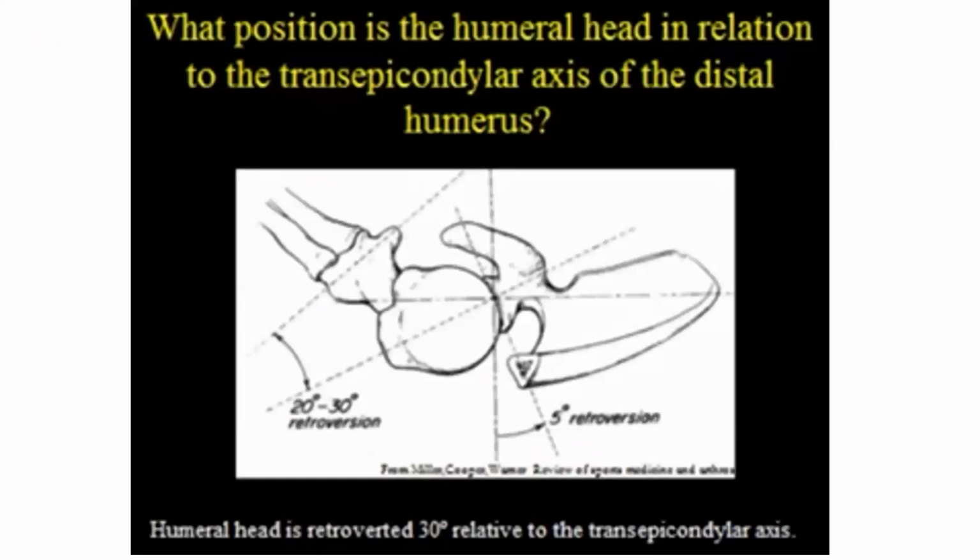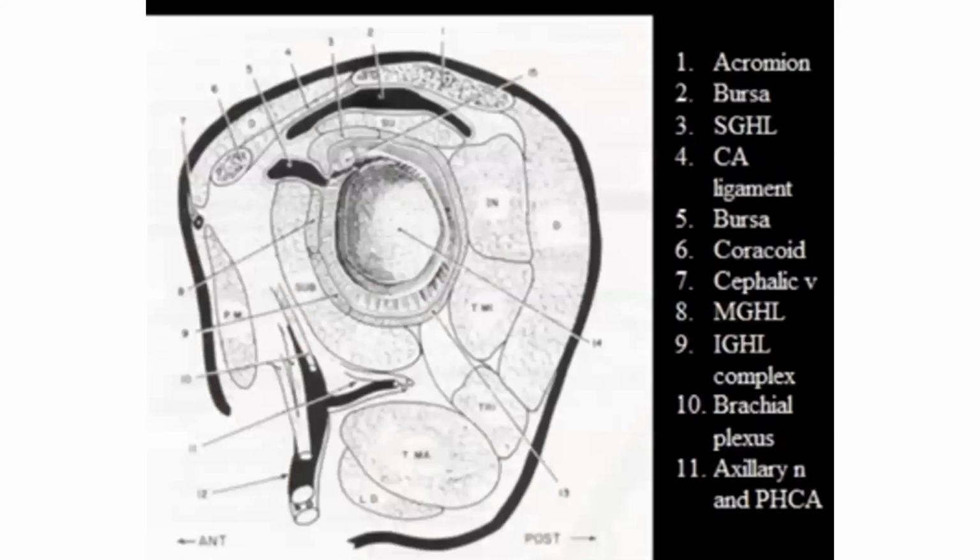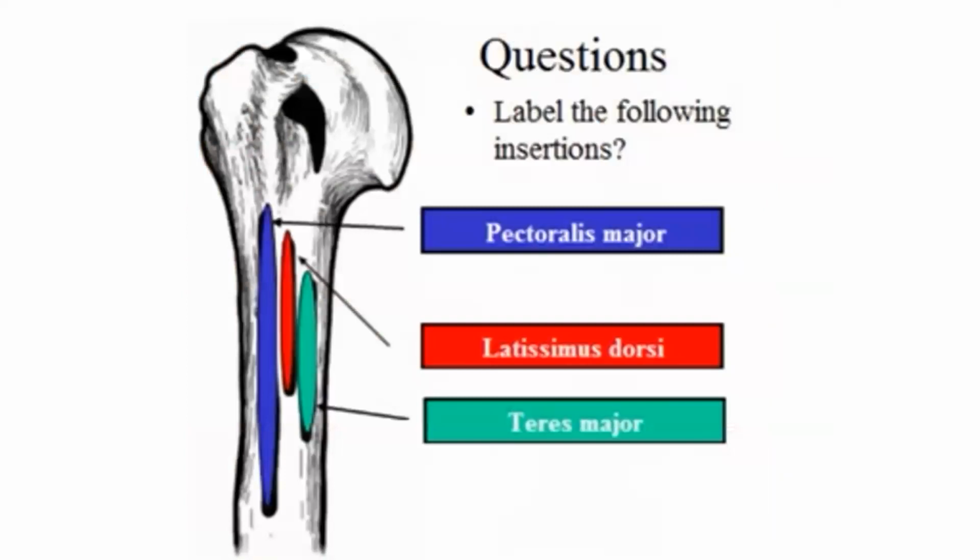Don't forget about the retroversion of the humeral head with respect to the shaft. It's 20 to 30 degrees. Don't forget about retroversion of the glenoid, which is 5 degrees. These are the anatomy. You have to know these structures. These are the structures that stabilize the shoulder. You should know, many times we give a photograph like this, and we say, what is this structure, etc.